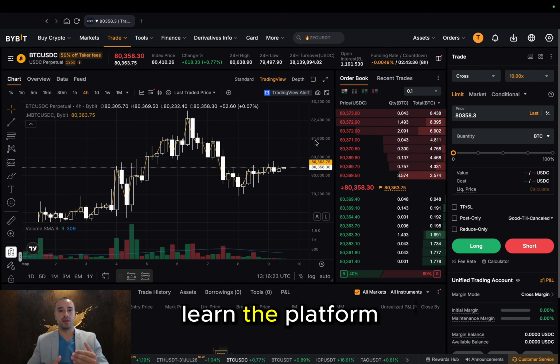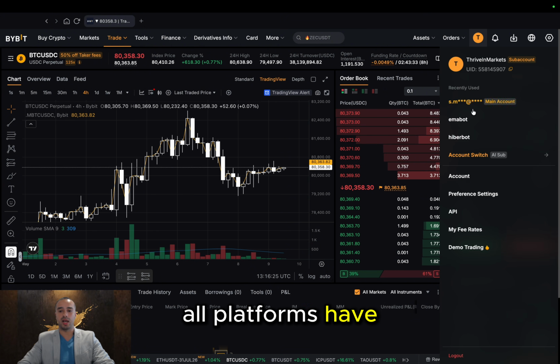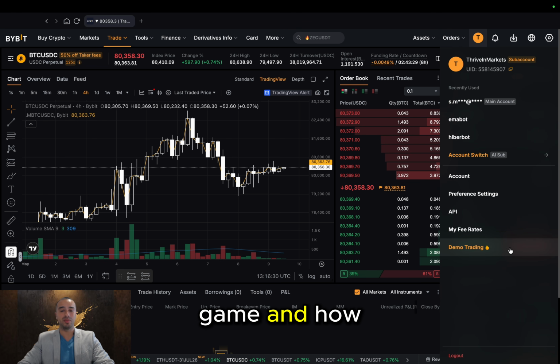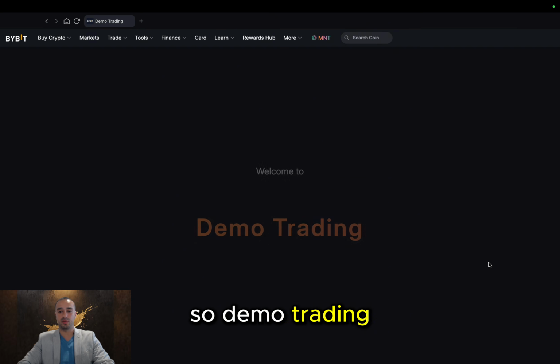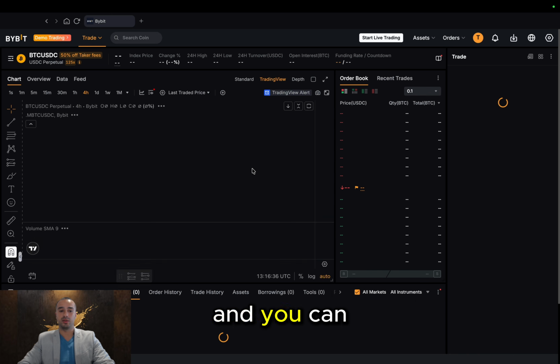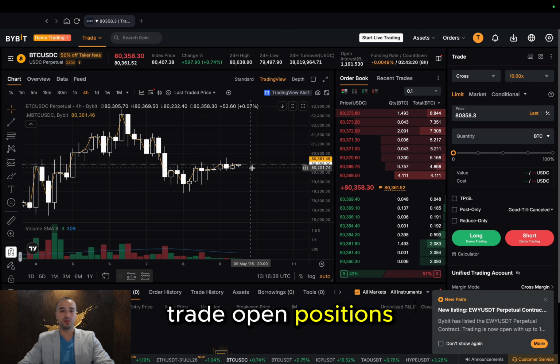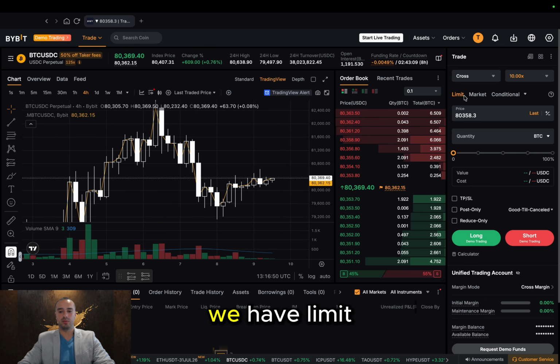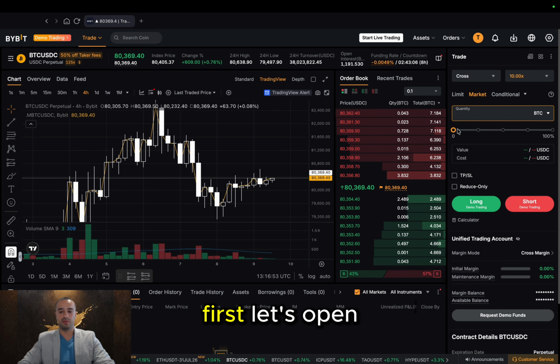Another way to learn the platform: all platforms have a demo trading mode to learn the buttons and how to operate. So demo trading is here for Bybit, and you can open positions for free and play around. We have limit and market orders. First, let's open a market order.